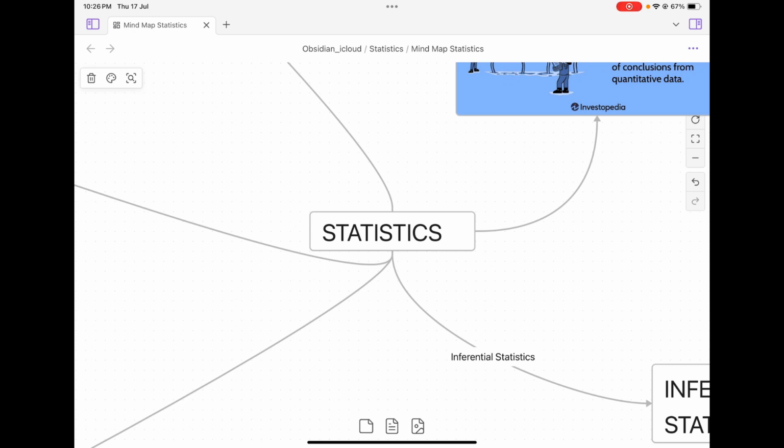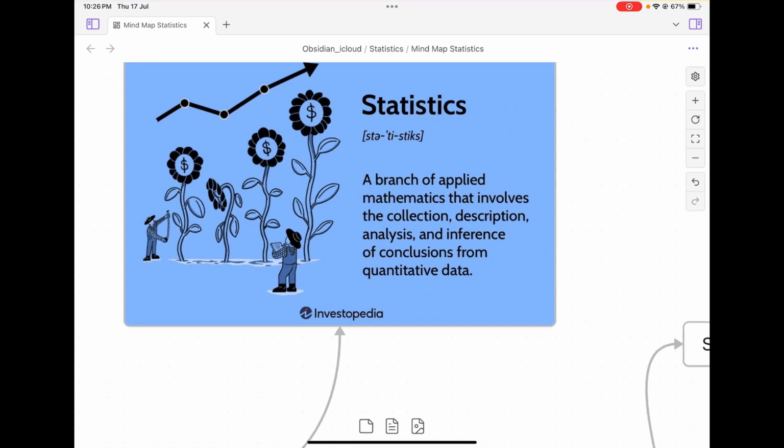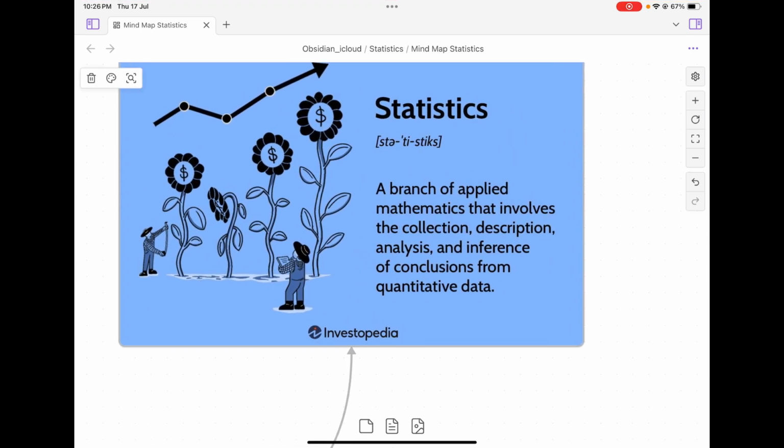Before delving into the details of this course, let us first see what we mean by statistics. Statistics is a branch of applied mathematics that involves the collection, description, analysis, and inference of conclusions from quantitative data. So the first step is data collection.